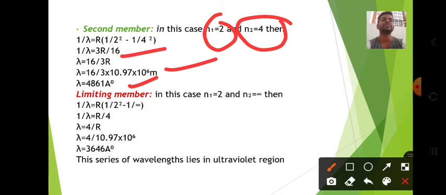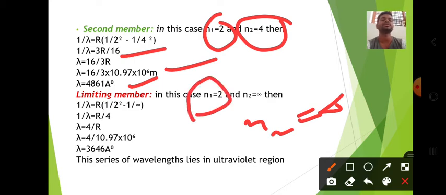Next, limiting. Limiting means the n2 value must be infinity. Then only it is called limiting. And the n1 value is fixed for the Balmer series, that is 2. It is the last term. Infinity is the last one. Already we know something by infinity. How much is something by infinity? 0.